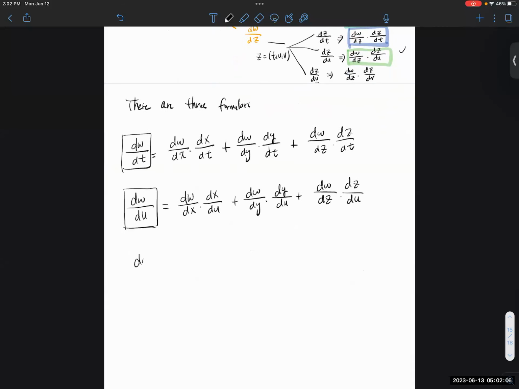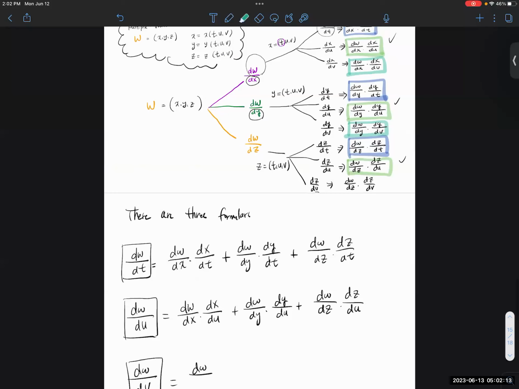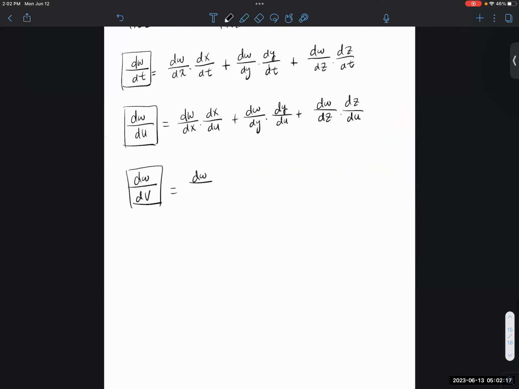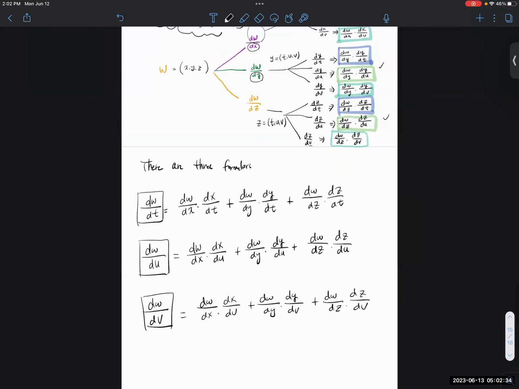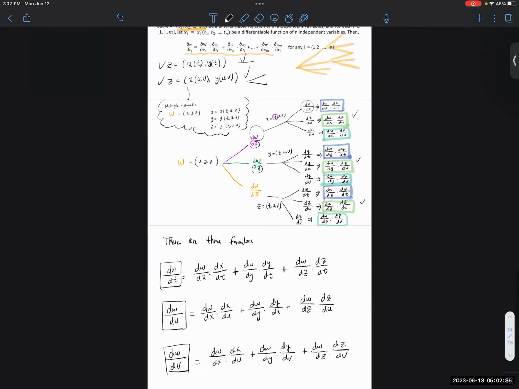Last one, we have the dw over dv family. So that is the older one, the thick green family. So dw over dx, dx over dv, dw over dy, dy over dv, dw over dz, dz over dv. So that's how you're going to find those 3 formulas from 3 variables.